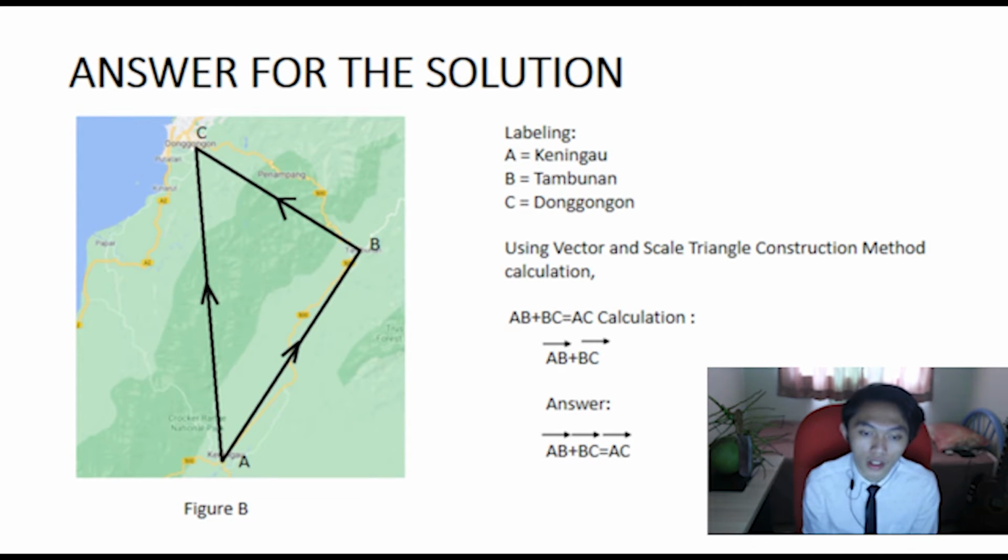First things first, to make the calculation easier, we label Keningau as A, Tambunan as B, and Dogongan as C. As we can see right now, Keningau to Tambunan is AB, Tambunan to Dogongan is BC, and we can use the vector and scalar triangle construction method. By using it, we can see AB, which is Keningau to Tambunan, plus BC, which is Tambunan to Dogongan, is the same as AC, which is Keningau to Dogongan without going through Tambunan.